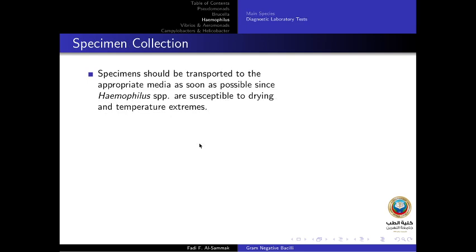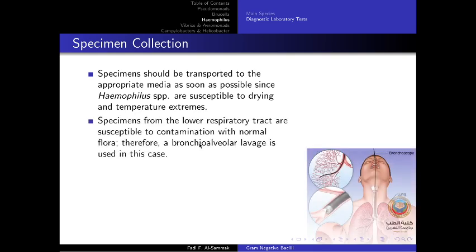Now, for the diagnosis, we have special notes about specimen collection. It should be transported to the appropriate media as soon as possible, because Haemophilus are very sensitive and susceptible to drying and temperature extremes. Also, what is important about collecting specimens is that they should be done through bronchoscopy, through what is called a bronchoalveolar lavage, which is used in this case.